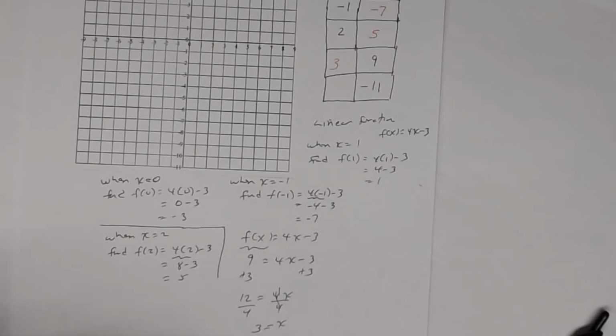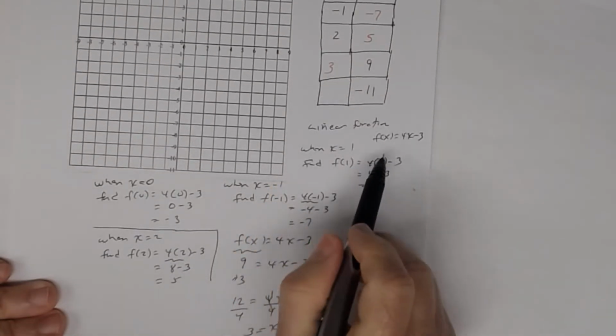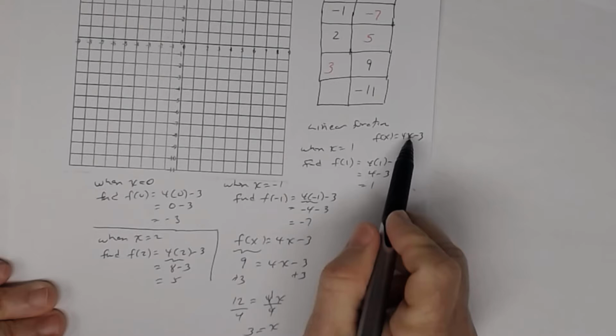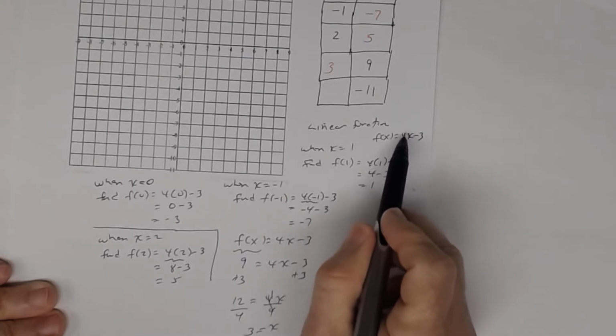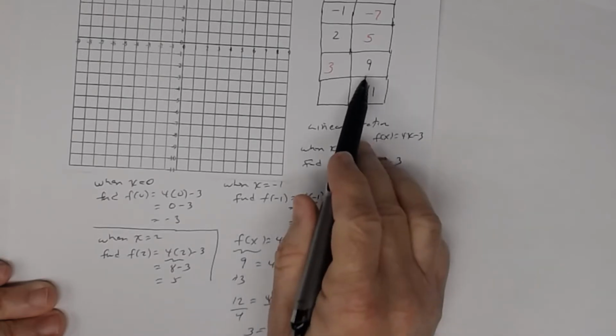And it makes sense because look, if x is 3, let's see if that's true. What's 4 times 3? Remember, x is 3. What's 4 times 3? 4 times 3 is 12. 12 minus 3 is 9.